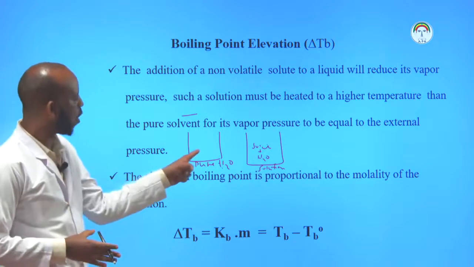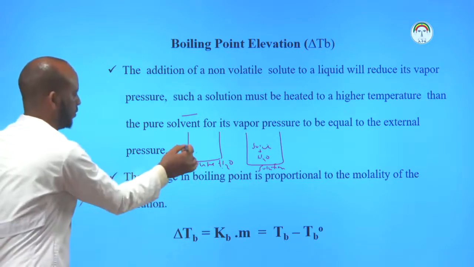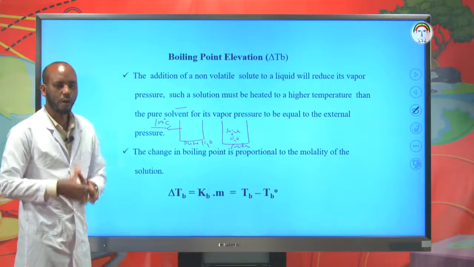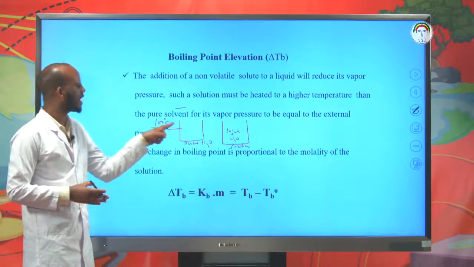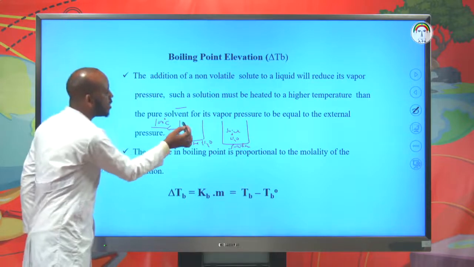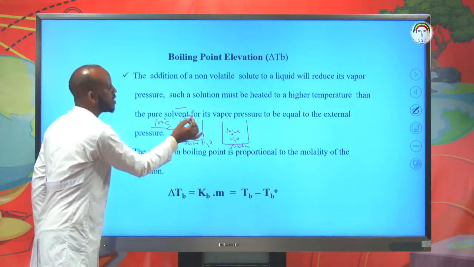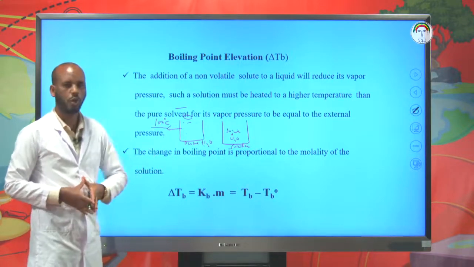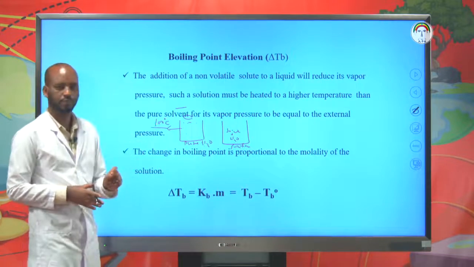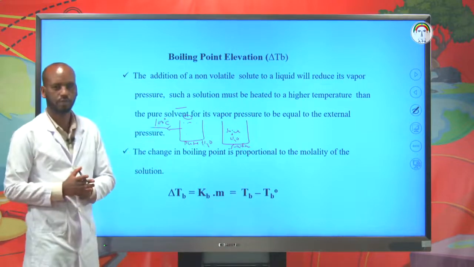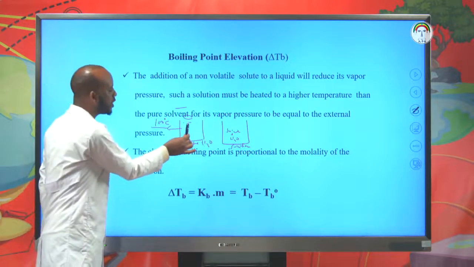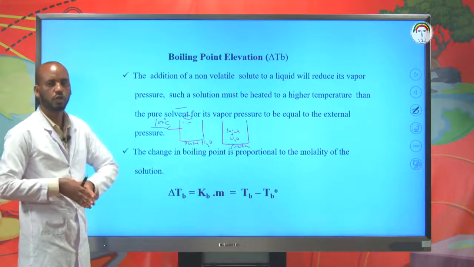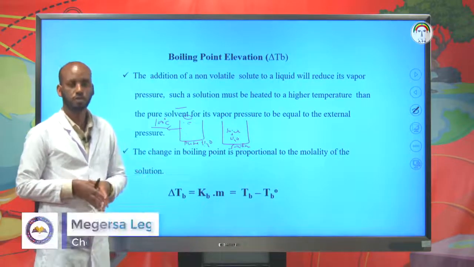We know that water boils at 100 degrees centigrade. Boiling point of a liquid is the temperature at which vapor pressure of a liquid equals external pressure. What does this mean? At 100 degrees centigrade, vapor pressure of water equals its external pressure. In this case, we say water boils.